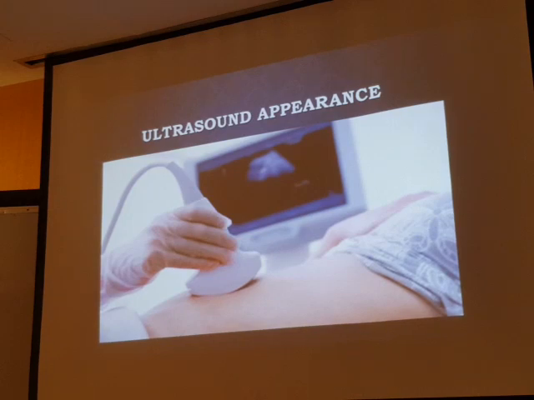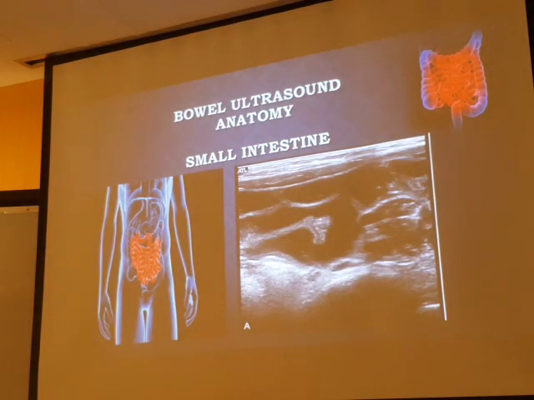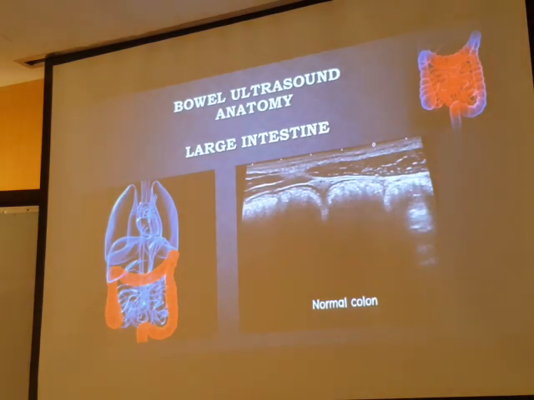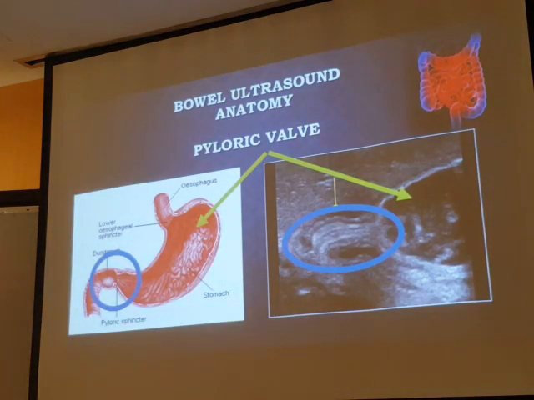So how does it look by ultrasound? By ultrasound, the small intestine looks like a fluid-filled loop, as we can see here. The large intestine contains dirty shadowing because of the gas. And this is the pyloric valve. It looks like a tunnel. It has a length, it has a width. This is what you are seeing here.